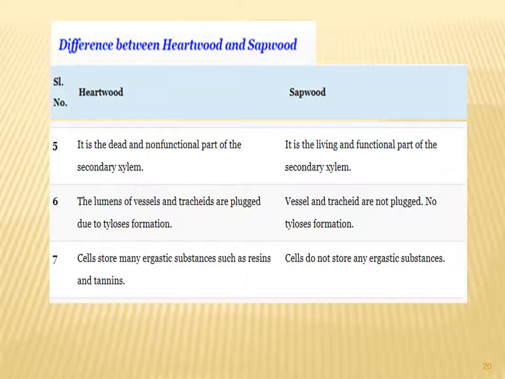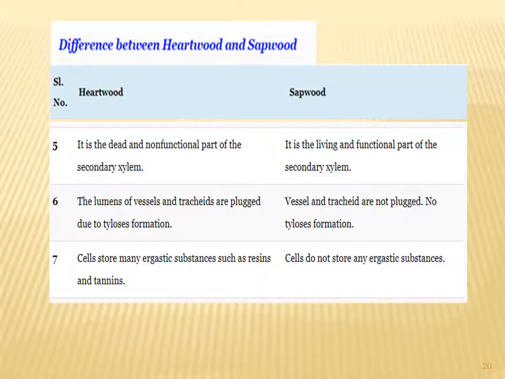Number 5. Heartwood is the dead and non-functional part of the secondary xylem. That is why it does not take part in conduction of water. It only provides mechanical support to the plants. While sapwood is the living and the functional part of the secondary xylem.